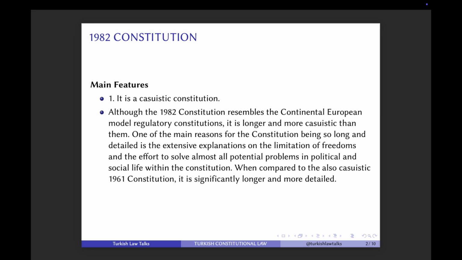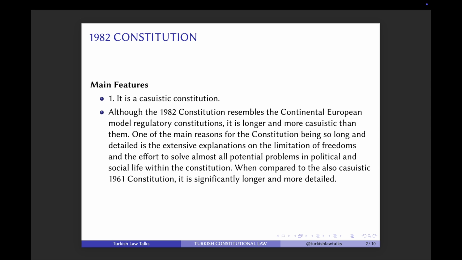Right, and why is it like that? Is there a reason for all that detail? Yeah, the source material suggests it's down to a couple of things. One is providing really extensive explanations about how freedoms can be limited. And the other is this attempt to basically address loads of potential political and social issues right there in the text itself. Yeah. Trying to preempt problems, you could say. So kind of like trying to write the rule book for every possible situation in advance.